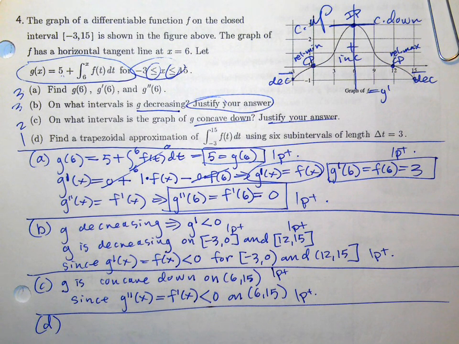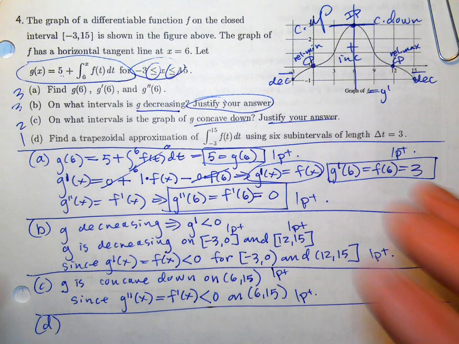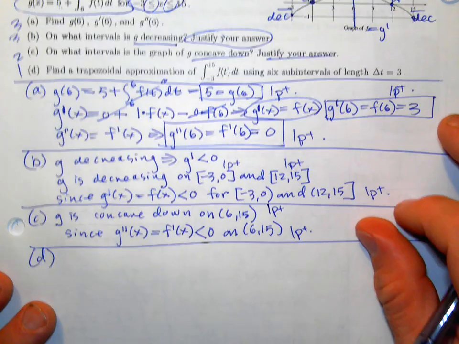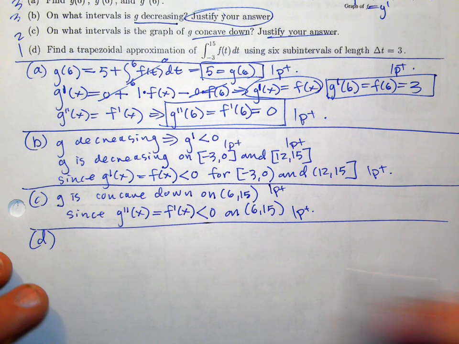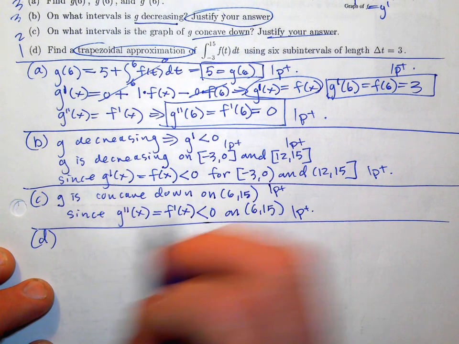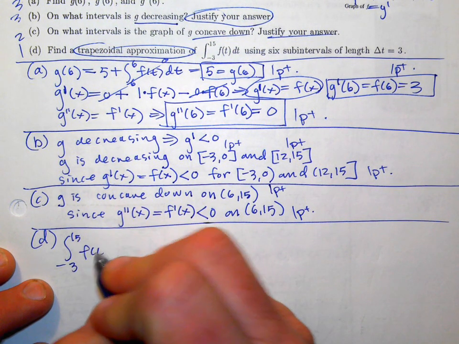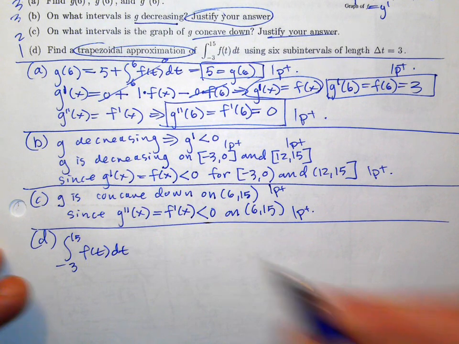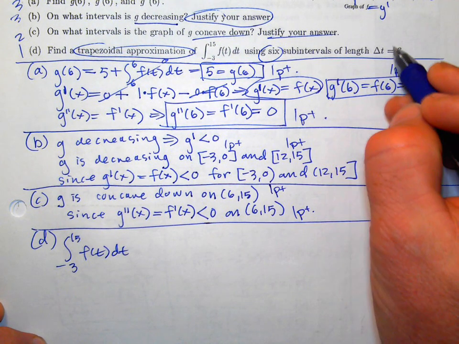All right. So this is stuff that we've been doing, even since the end of last semester with these graphs of derivatives. But now the work is kind of the same, but we're having to really answer these questions and really explain ourselves. Now, D says, find the trapezoidal approximation for the integral from -3 to 15 of f(t) dt. So it looks like we're getting a break from G, using 6 subintervals with delta t equals 3.